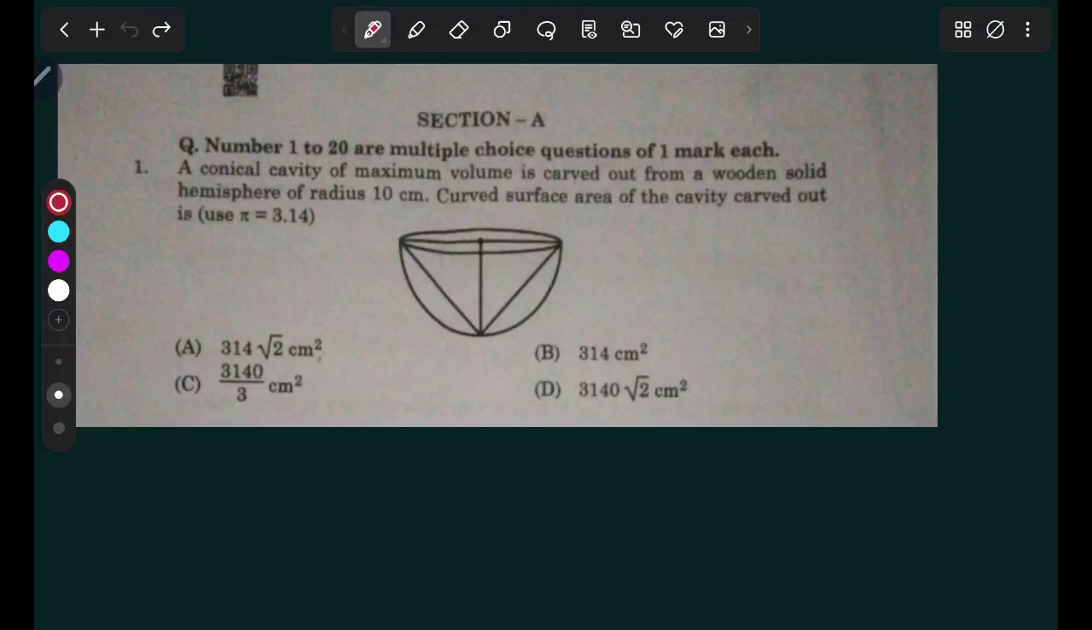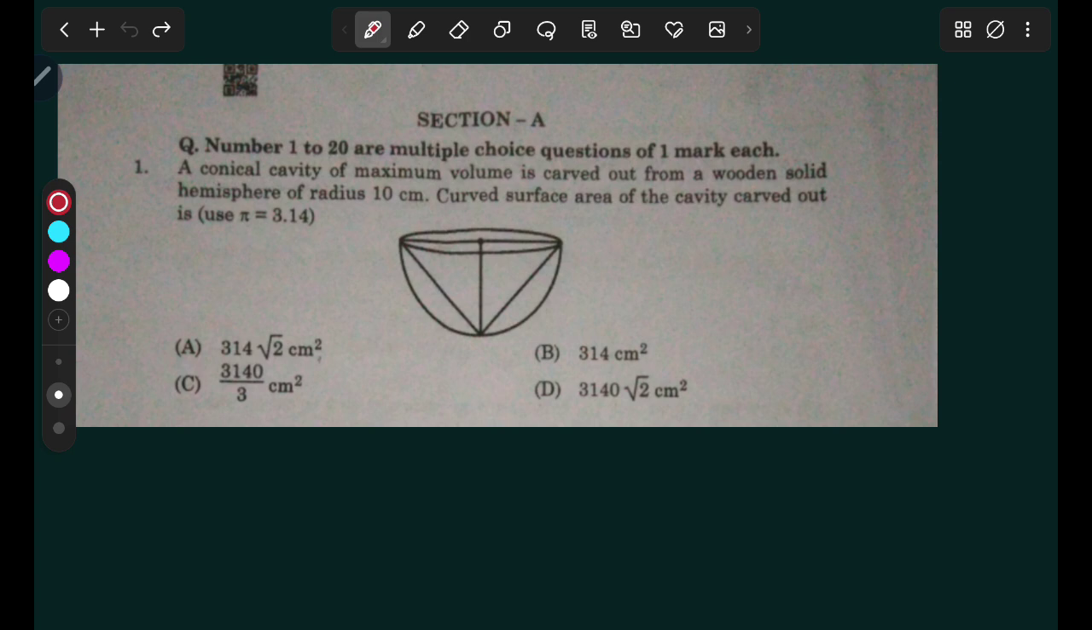Hello everyone. In this video, we are going to solve the MCQs asked in the class 10th board examination of mathematics standard in the year 2026. So let us begin with Section 1, that is MCQ.